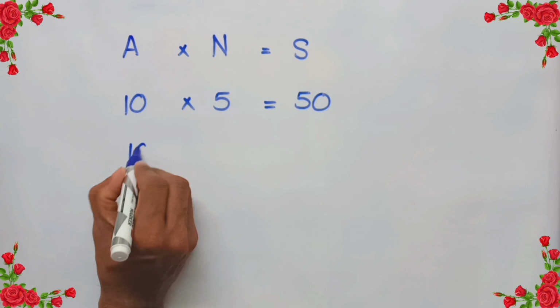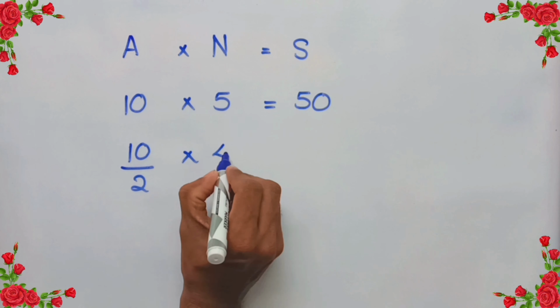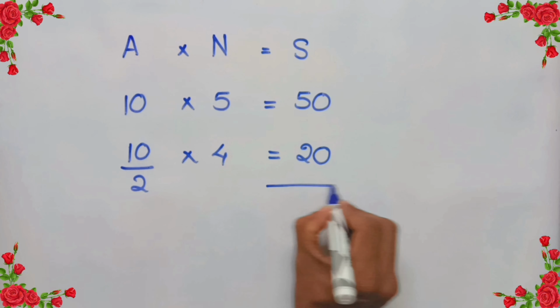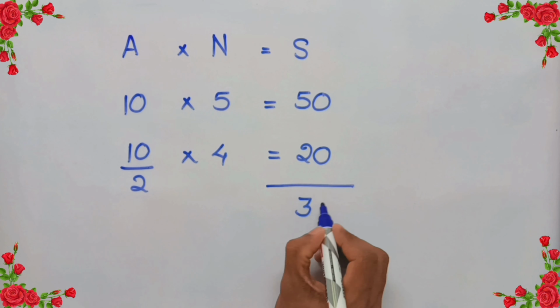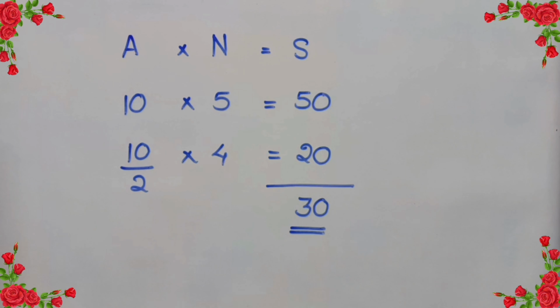Also, it is given that the average of 4 numbers is half of the average of the first 5 numbers. So the average of the 4 numbers is 5, and the sum of the 4 numbers is 5 into 4 equals 20. On subtracting the sum of the 4 numbers from the sum of the 5 numbers, we get 50 minus 20 equals 30. 30 is the number excluded from the 5 numbers.